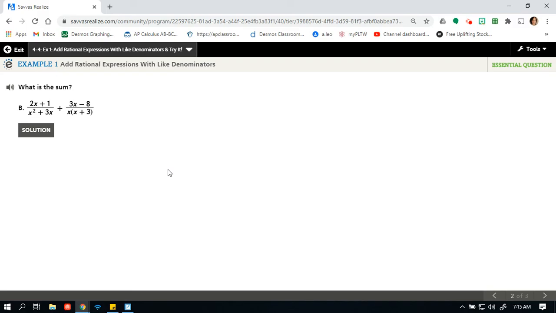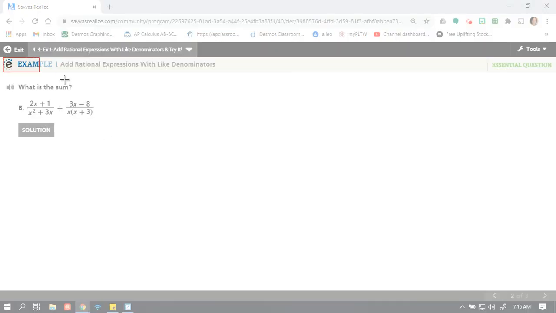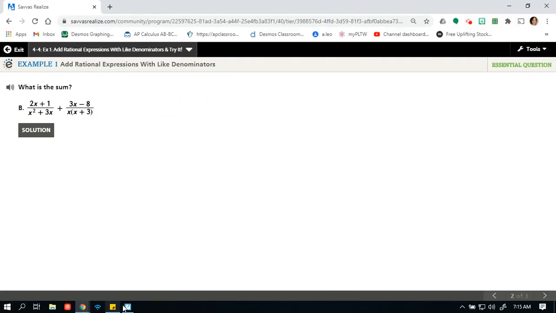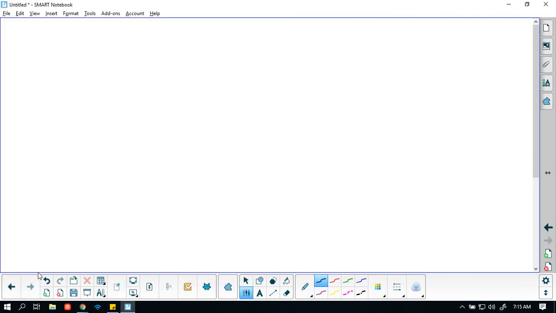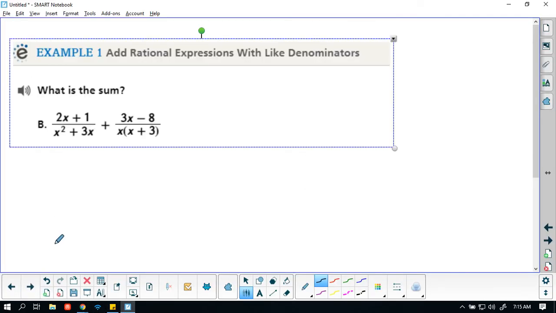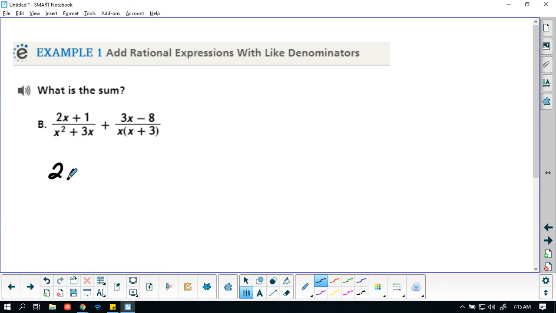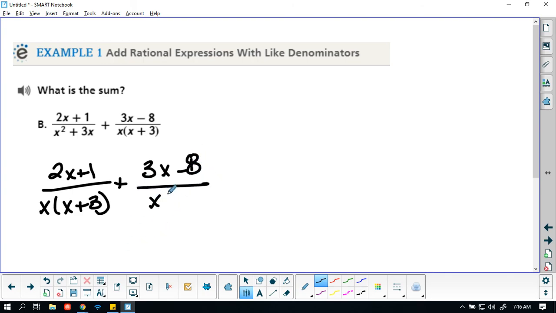Okay, so let's look at this next one. What is the sum of these two? Well, let's see, are the denominators common? Let's check this out. I'm going to go with the factoring format. So this is going to be 2x plus 1 divided by, this has the greatest common factor of x, times x plus 3, plus 3x minus 8 divided by x times x plus 3.